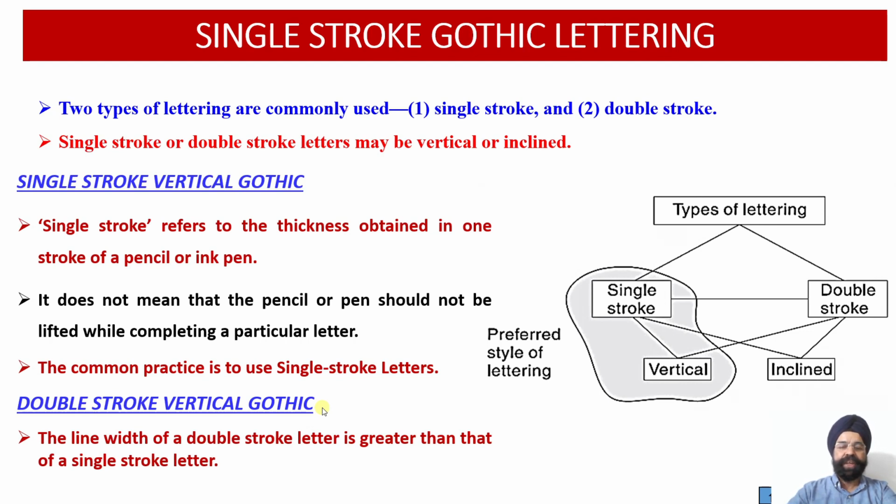So this way we are going to get deeper strokes, just like when you use the normal Arial font, that is single stroke, and you use the Arial black. Here the alphabet pattern will be the same, the construction portion will be the same. Only thing is, in the case of Arial black, you have bolder alphabets. So in double stroke, the line width will be double as compared to the single stroke vertical Gothic lettering.